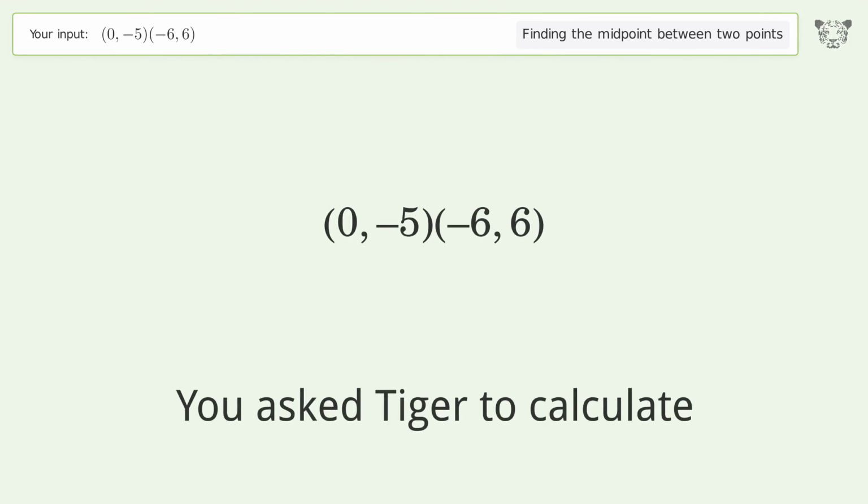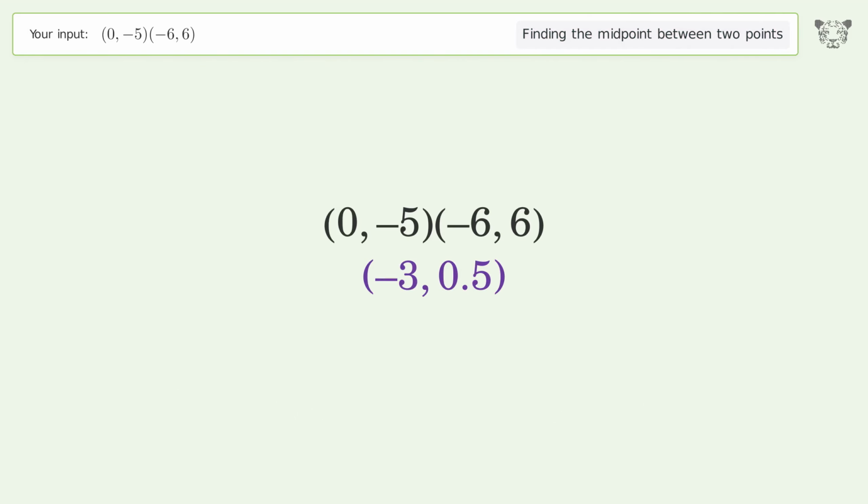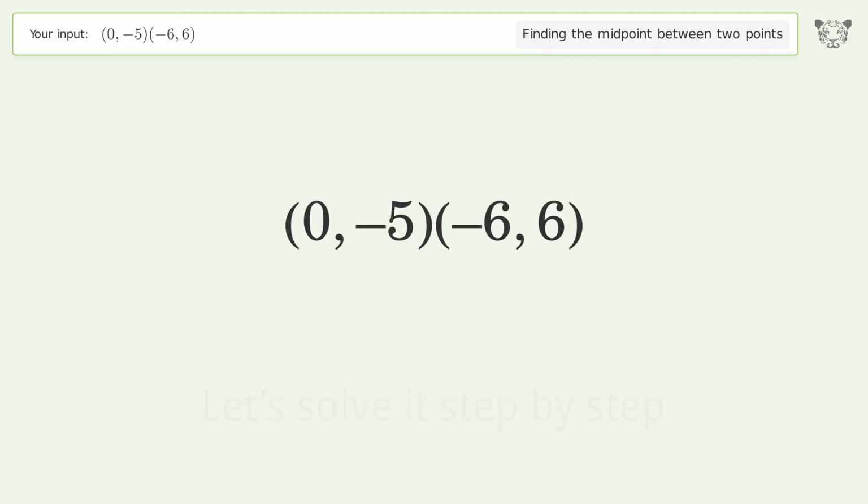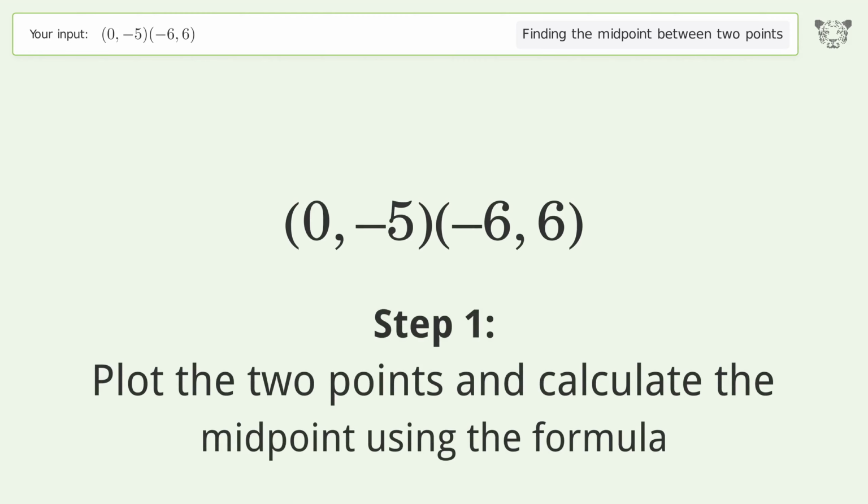You ask Tiger to calculate. This deals with finding the midpoint between 2 points. The midpoint between the 2 points is -3, 0.5. Let's solve it step by step. Plot the 2 points and calculate the midpoint using the formula.